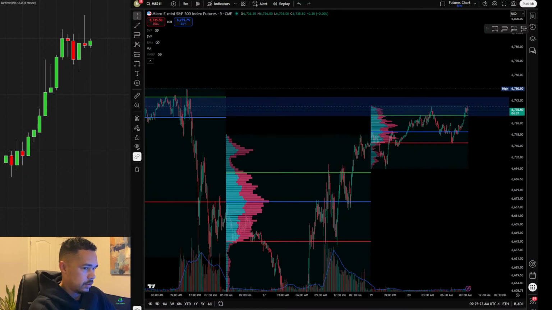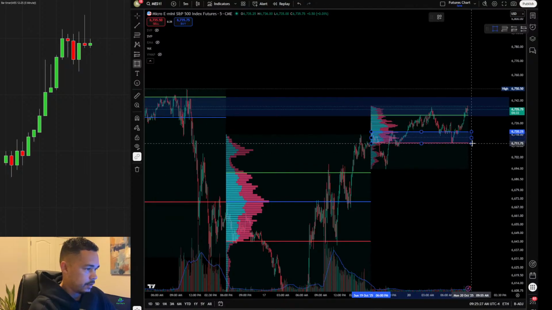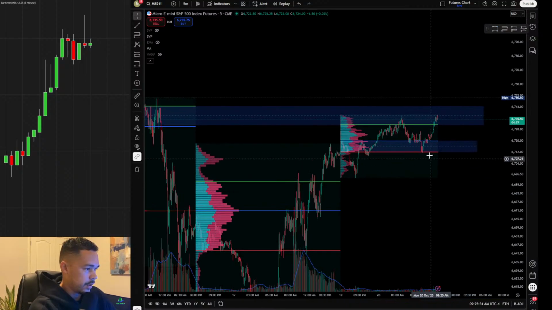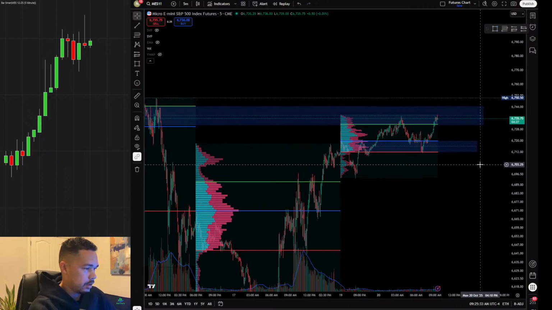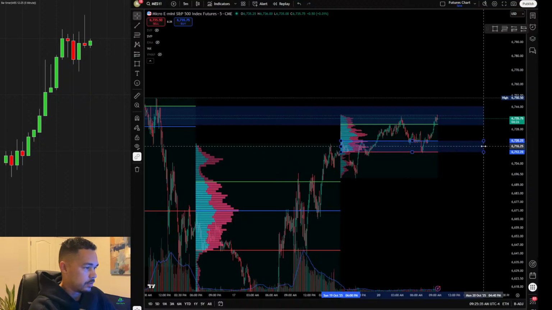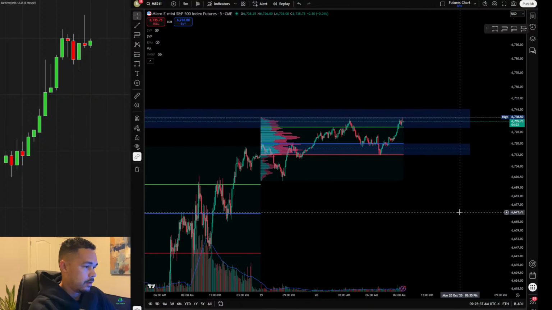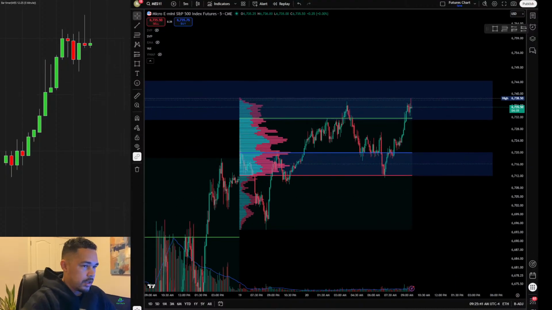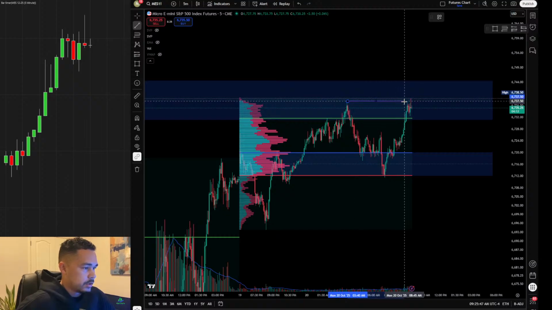And then also I'm going to mark out the current session's point of control, which is the blue line, and then the lower volume area, which is the red for this current session. I'm going to have that marked out as well for potential support. So we have that marked out just in case, and then I'm going to mark out this high as well, which price has already swept.